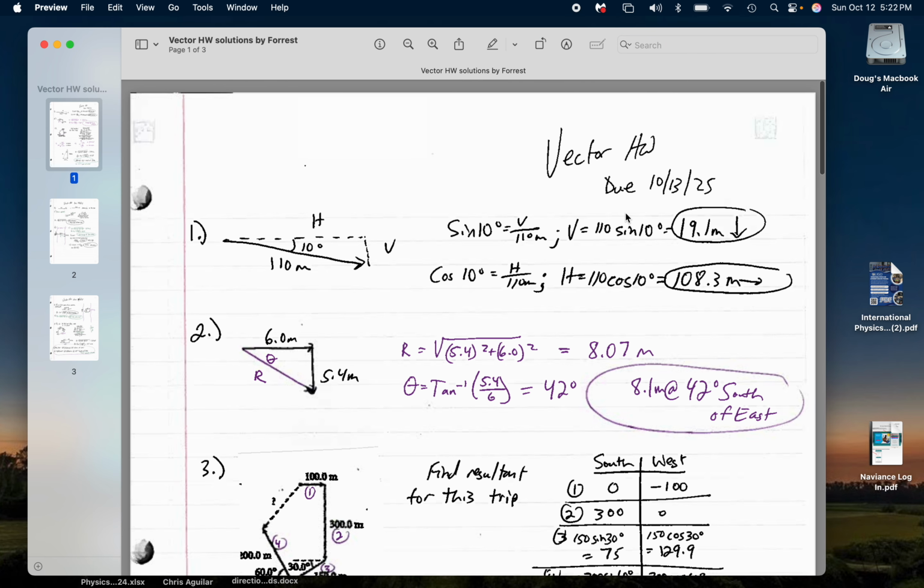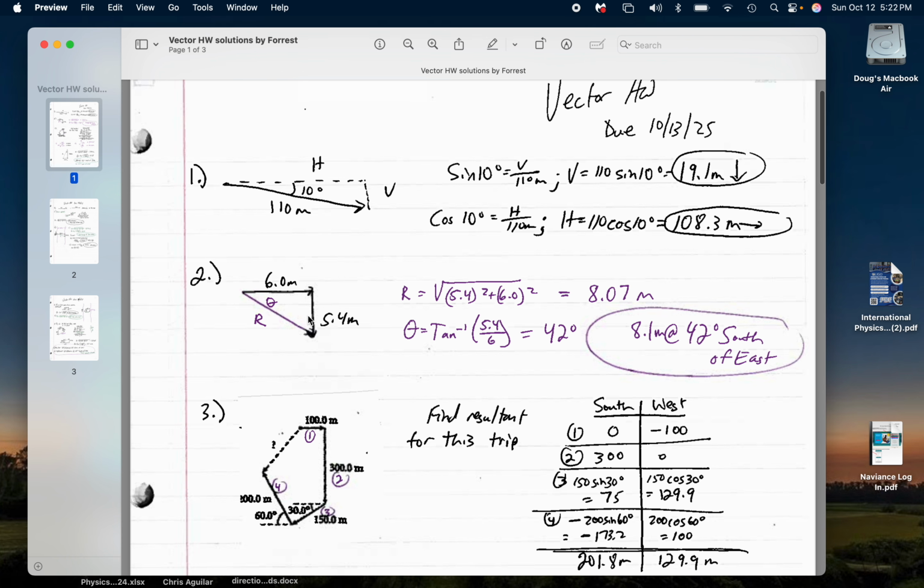At any rate, let's go through some of these examples. Remember my notes are also on Schoology. So you have a submarine that's diving 110 meters at 10 degrees below the horizontal. Basically, split it up into its horizontal and vertical components. Opposite over hypotenuse is equal to sine of 10 degrees. Adjacent over hypotenuse is equal to cosine of 10 degrees. So you rearrange those to get the horizontal and vertical components, which are shown: 19.1 meters down, 108.3 meters sideways. Again, make sure you're in degree mode.